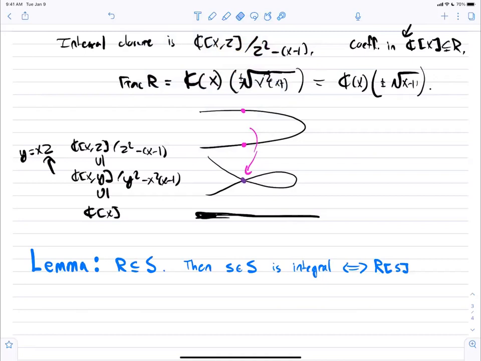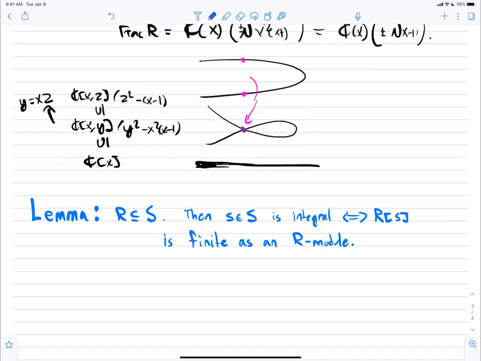This subring is finite as an R-module. Here, finite as an R-module means it's finitely generated as an R-module, which is very different from being finitely generated as an R-algebra. Of course, it is generated by one element s as an R-algebra, but it's only finitely generated as an R-module if s is integral. So let me prove this.